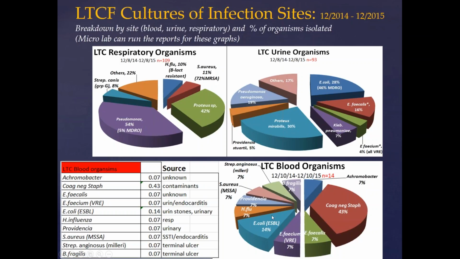And then when we look at the blood, what patients have become bacteremic, we see E. coli again and no Proteus. So we target our empiric therapy towards E. coli. It seems to be more pathogenic at our facility.